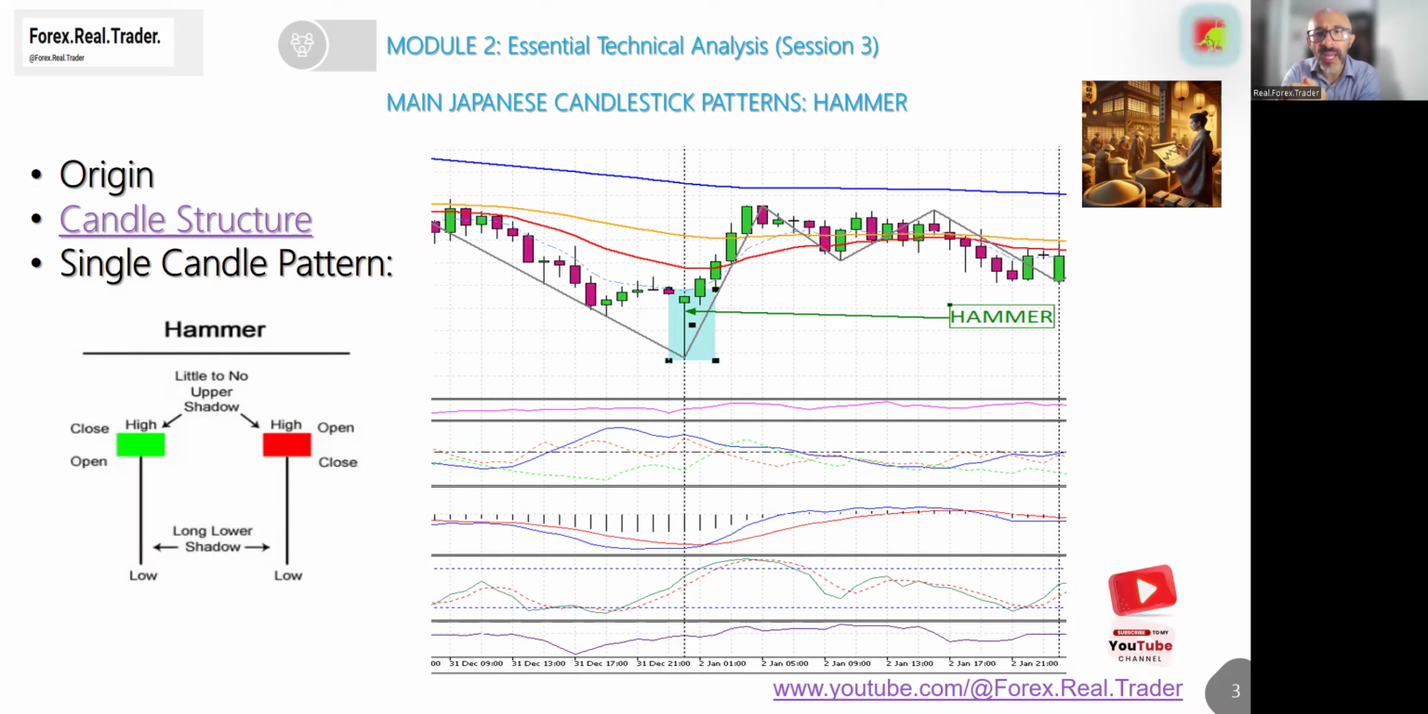It forms when a currency price drops significantly during a trading session, but then recovers to close near or above its opening price. This pattern indicates that buyers have stepped in to push the price higher, rejecting the initial selling pressure. How to identify the hammer? Let me show you this very pattern on our charts.